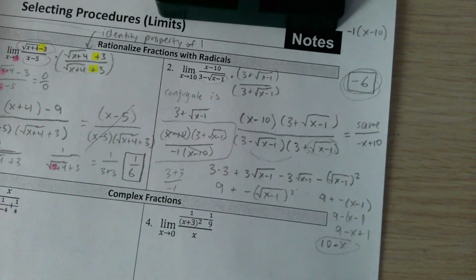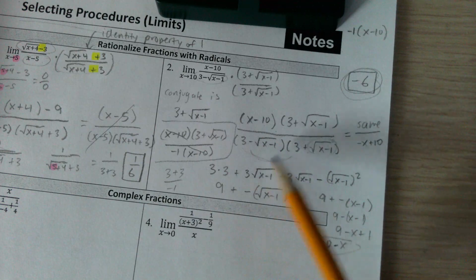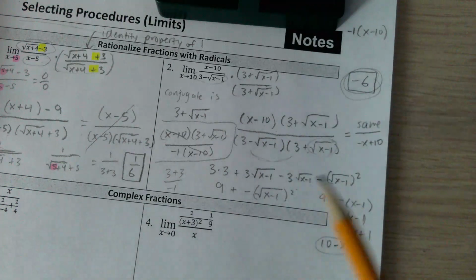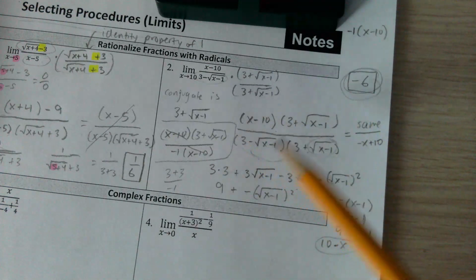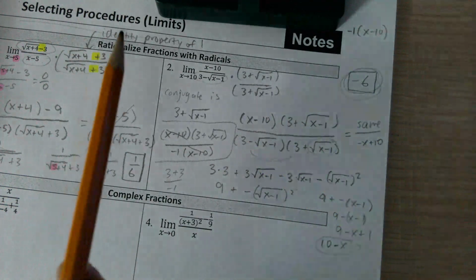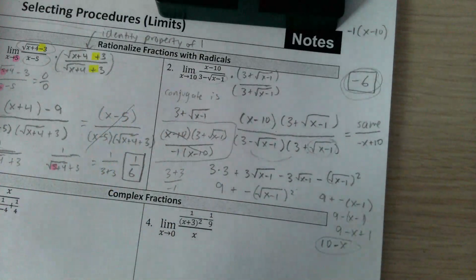So just remember to FOIL, but you can skip this step if you remember the difference of squares, but you'll still get the same answer. So make sure you do the practice for these, because a lot of you haven't rationalized in a while, if ever.